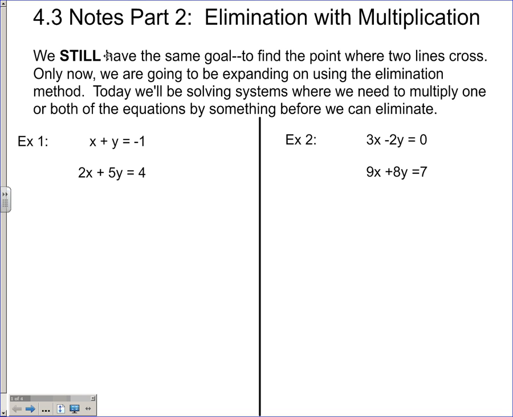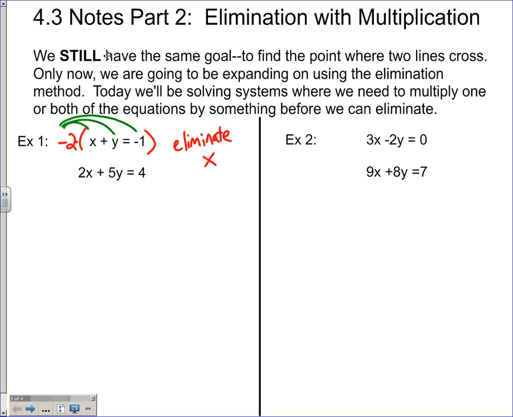So first of all, I want to decide which variable I'm going to eliminate. In our first example here, let's try to eliminate x. So what I want to do is make sure that when I get my equations ready for the elimination step, I have equal but opposite coefficients with my x variable. So I'm going to take -2 and multiply it by that entire first equation. That means I have to take the -2 and distribute it to all of the terms on the left side and the right side of the equation.